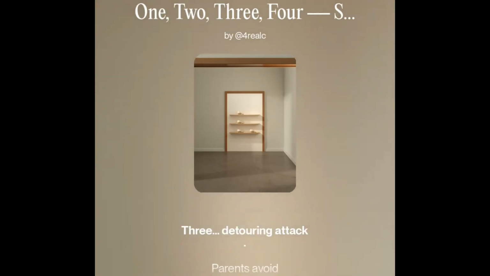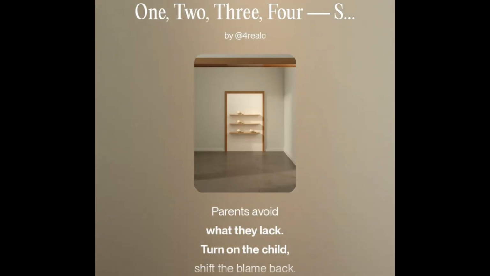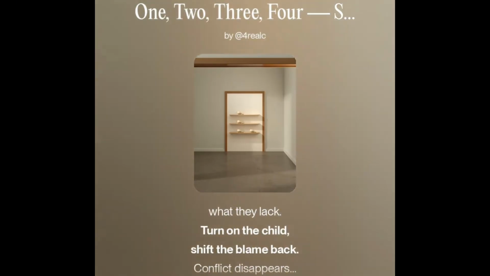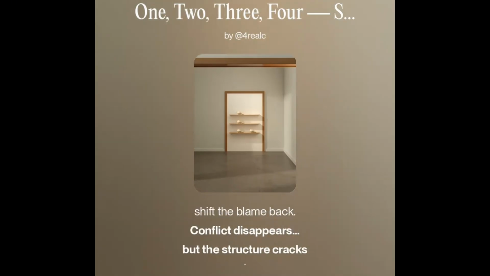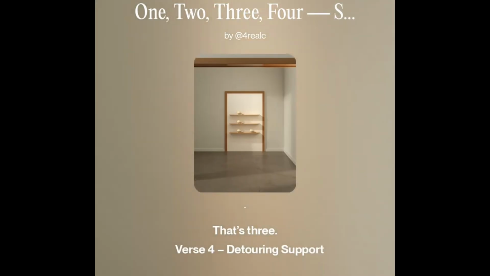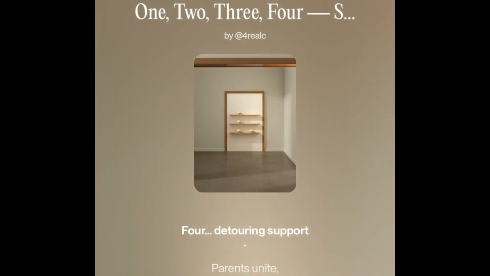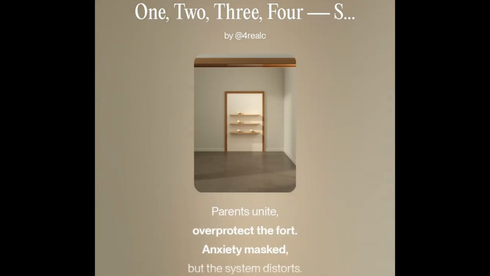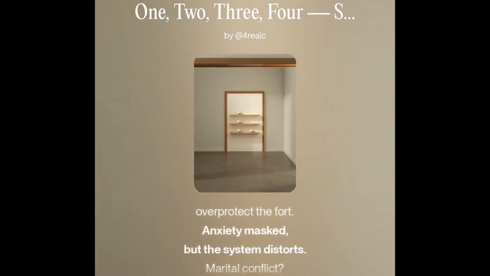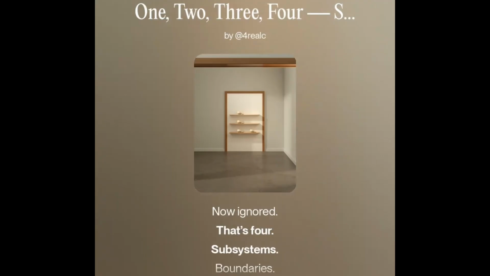Three, detouring attack. Parents avoid what they lack. Turn on the child, shift the blame back. Conflict disappears, but the structure cracks. That's three. Four, detouring support. Parents unite, overprotect the fort. Anxiety masked, but the system distorts. Marital conflict, now ignored. That's four.